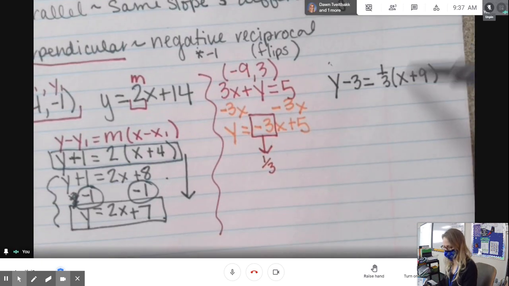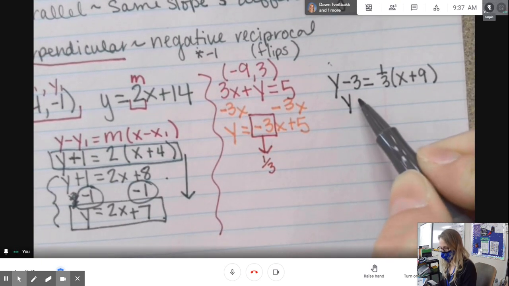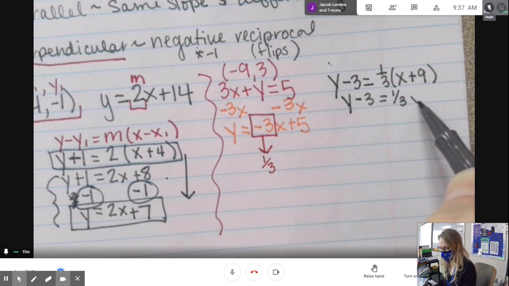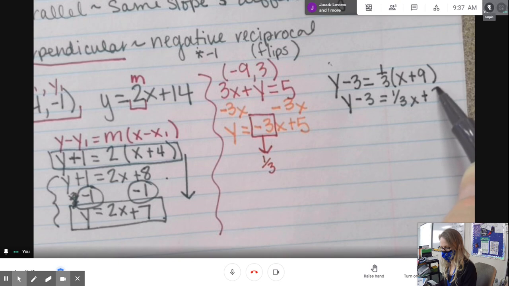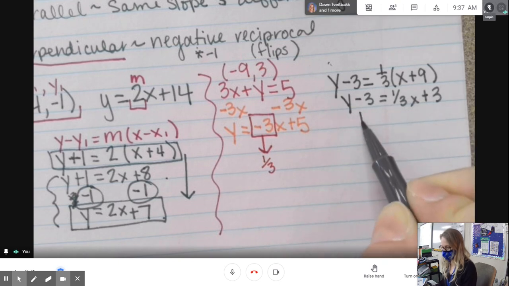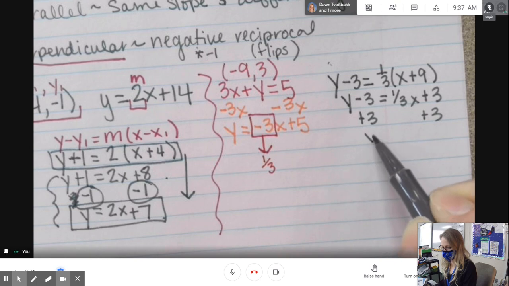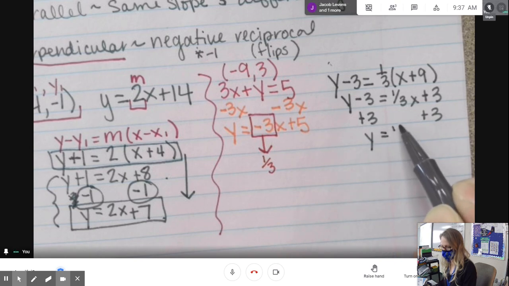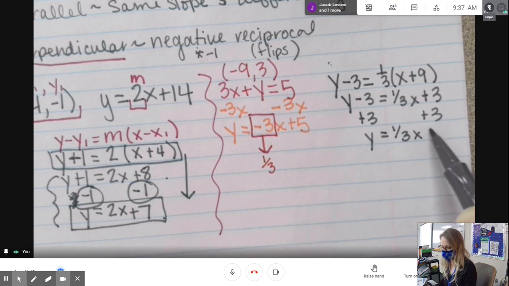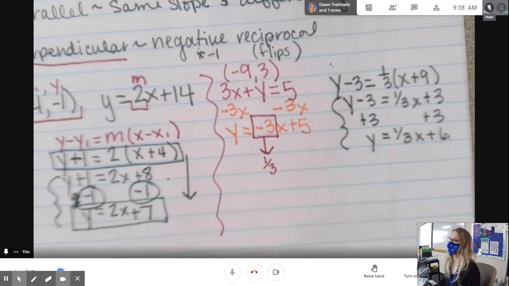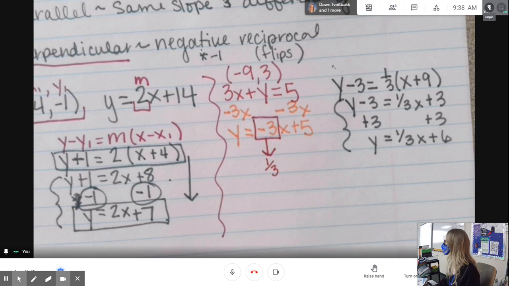So we're going to distribute and get y minus 3 equals 1/3 x plus 3. And then I'll add 3. So like I said, on the MCAs, when they did their online practice versions, they always added this step in. So I'm going to have you practice it that way in class.